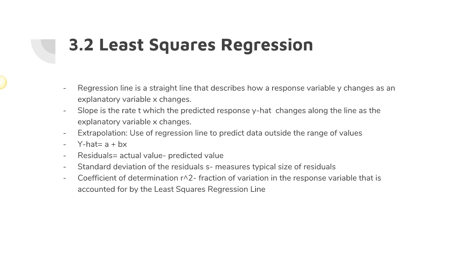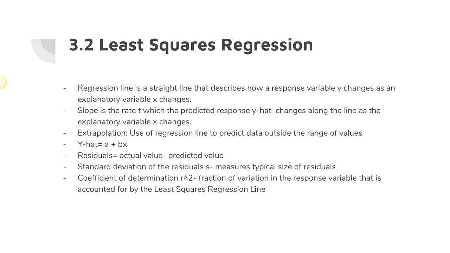And now moving on to residuals. A residual is basically the actual value versus the predicted value, and that's pretty much what the residual is. The standard deviation of the residuals, which is S, measures the typical size of the residuals, and the coefficient of determination is also known as R squared, and it's the fraction of variation in the response variable that is accounted for by the least squares regression line.